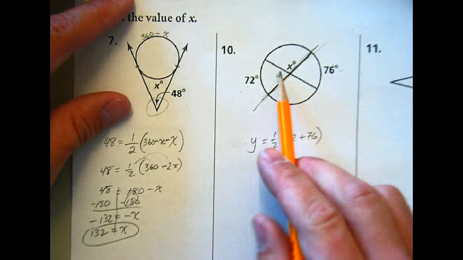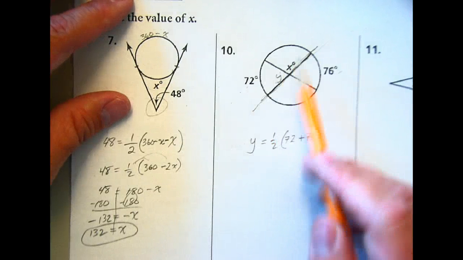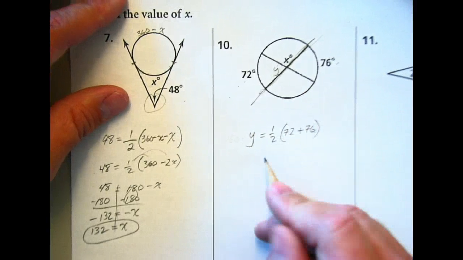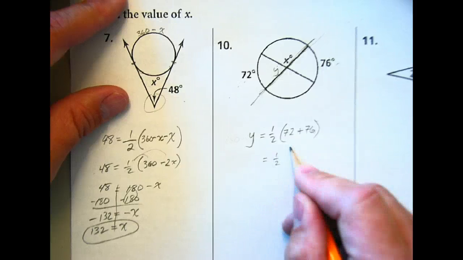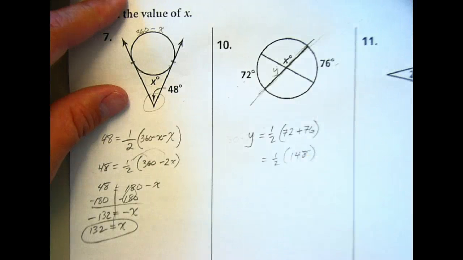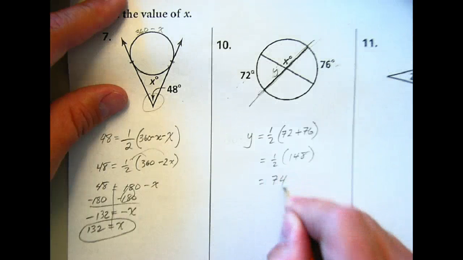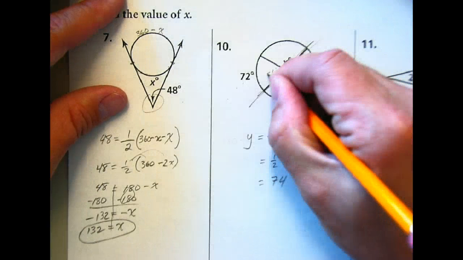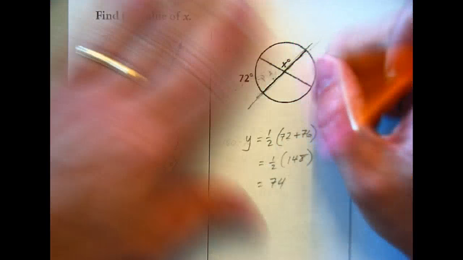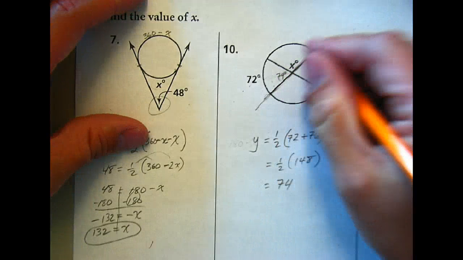And once you know y, then you can find x. Everyone see that? Once you know y, x and y have to add up to 180. So if we go through this and solve, 72 plus 76 is 148, and 1/2 of 148 is 74. So if y is 74, this angle right here is 74 degrees. What's x? 106. 74 and x have to add up to 180.